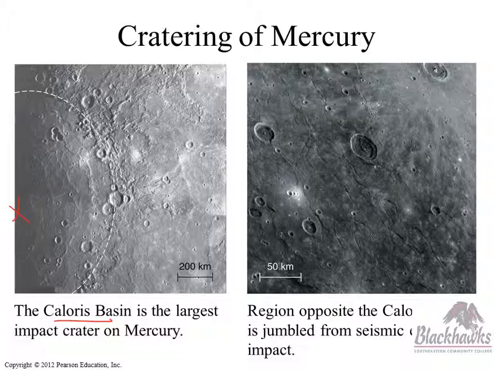And then what you will read is that the region directly opposite the Caloris Basin on Mercury is all kind of jumbled up. So basically, it's like a shock wave went through the planet with that one impact.